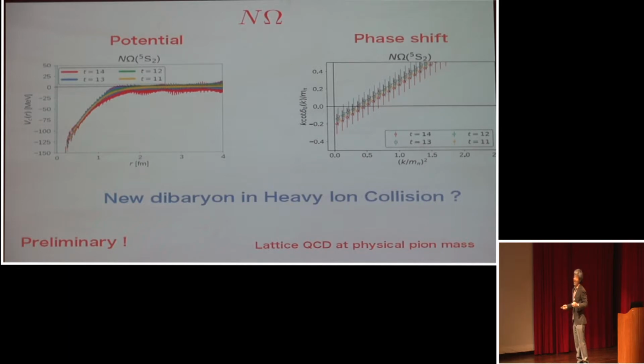But omegas are produced in large numbers in heavy ion collisions. They may have found some strong correlation between N and omega in the heavy ion collision data. This is an interesting investigation on the experimental side. This is not a physical point calculation, and we are now performing the QCD N omega potential calculation at the physical pion mass, and we'll publish the result in the future.